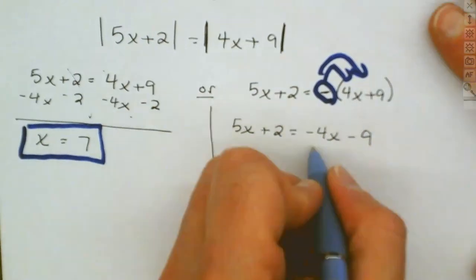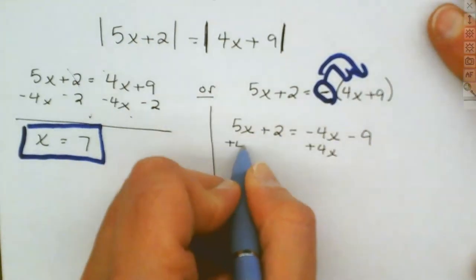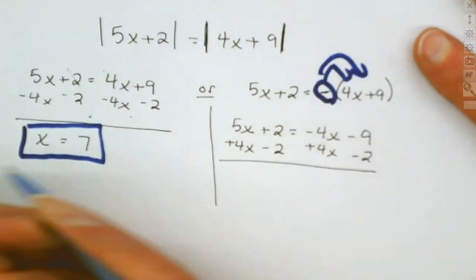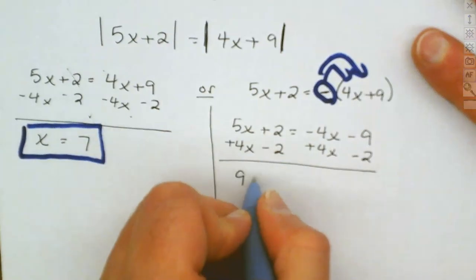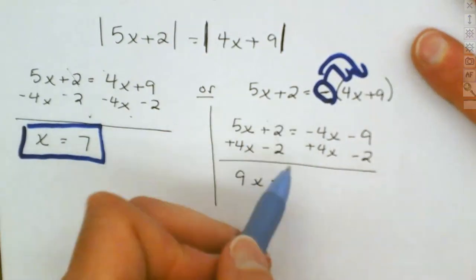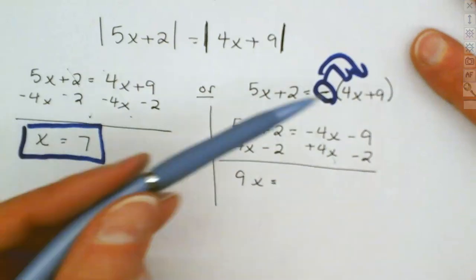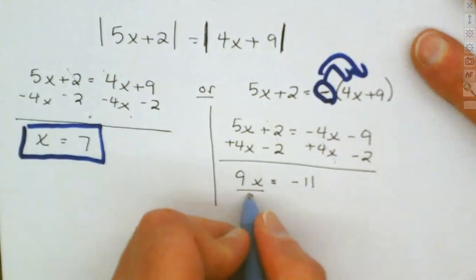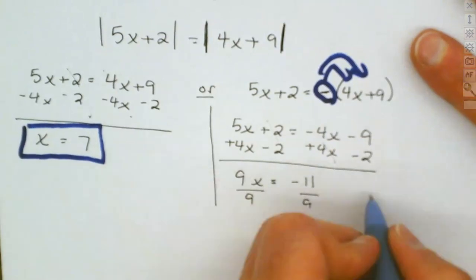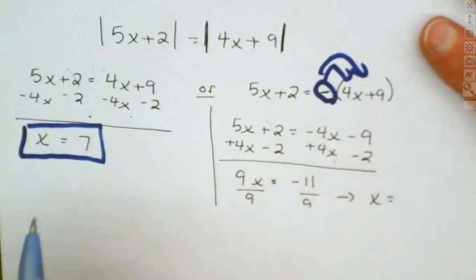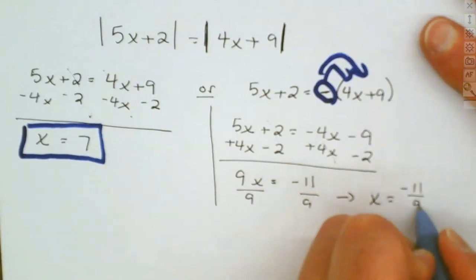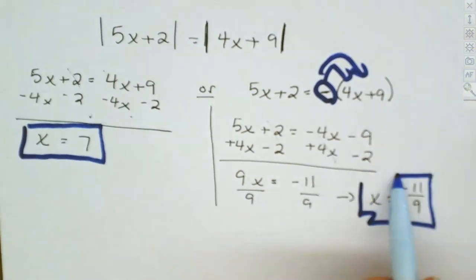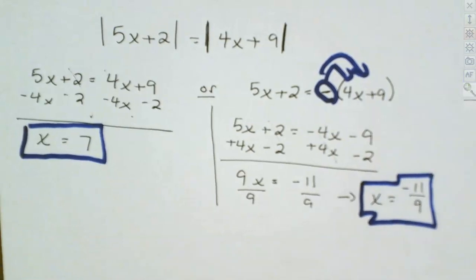Now we can finish it. So I'm going to add the 4x over now, in this case. And I'm going to take away the 2. So 5 and 4 makes it 9x. The 2's again cancel. 4x's cancel. And minus 9 minus 2, well, that is a minus 11. We'll divide by our 9. And what's my second answer going to be? Looks like x equals now minus 11 ninths. So we have two solutions because this is an absolute value.